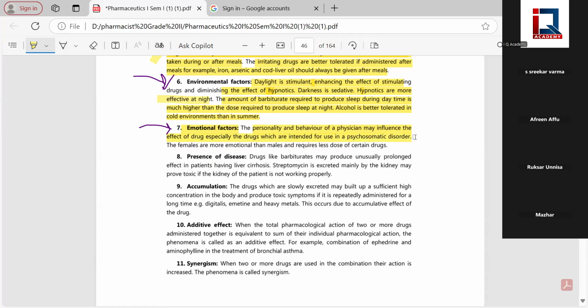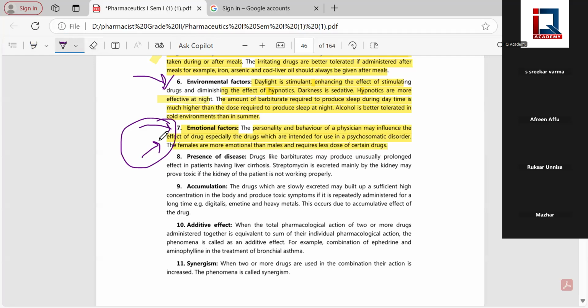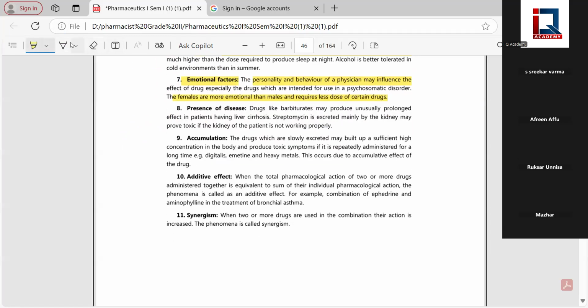Psychosomatic disorders respond depending on the type of physician you're sitting with. Females are generally more emotional than males, so certain drugs are required in lesser quantity for females and more quantity for males. So even emotional factors play a vital role, and the best example of an emotional factor is the placebo effect. Okay. The next important thing is previous disease and present disease.